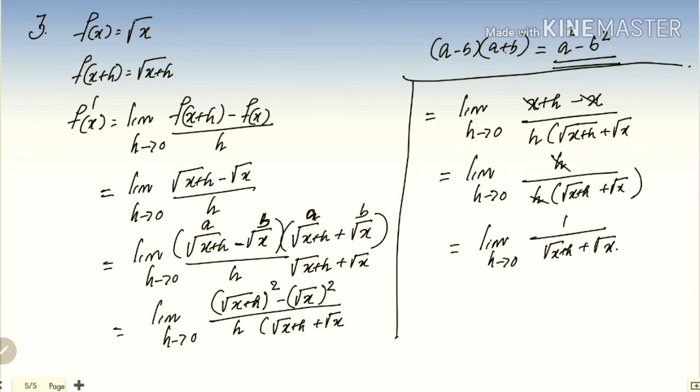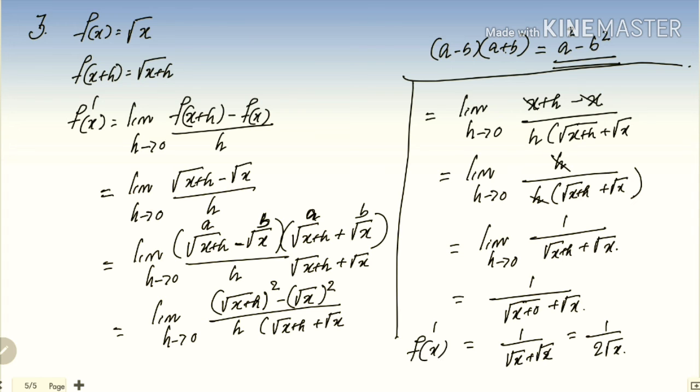Now we can apply the limit. There you won't get an undefined condition. So it's going to be 1 over the square root of x plus 0 plus the square root of x. So that is 1 over the square root of x plus the square root of x. It is equal to 1 over 2 square root of x. That is going to be our answer, f dash x, 1 over 2 times the square root of x. Is it clear?